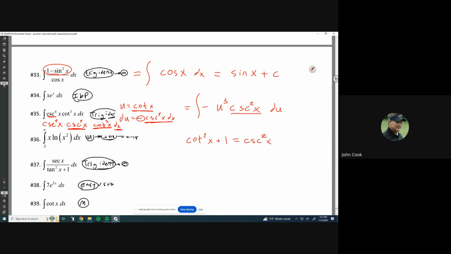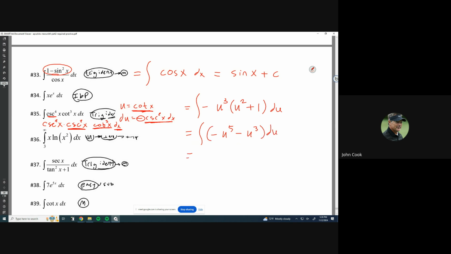Well, cotangent is my u value. So this is the same thing as saying u squared plus 1. So that cosecant squared, I can just replace it with u squared plus 1. And now this problem gets really easy. I can just distribute in that negative u to the third. So I get a negative u to the fifth minus u to the third du.